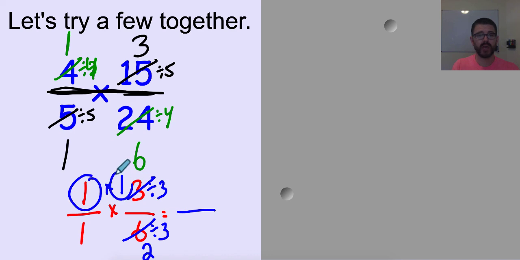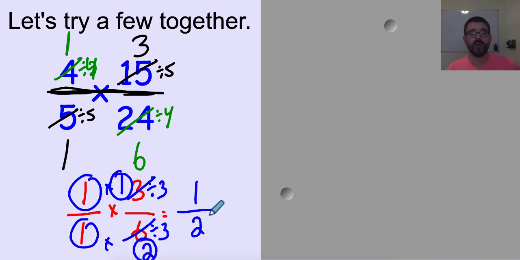1 times 1 is 1. 1 times 2 is 2. I got 1/2 as my answer again. So again, remember, it's still ultimately a multiplication problem. So we're going to multiply numerators, multiply denominators. But the idea is that if we can do it with smaller numbers, it makes life much easier.